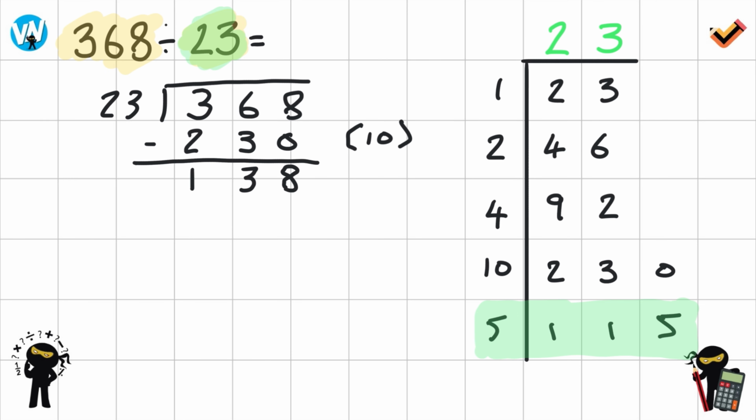Now, if we look here, we could take away 92. Yeah, that's a big chunk. But we can also take away 115 because that's just less than 138, and that's 5 chunks. So I'm going to take that away. So again, take away 115, and I'm going to make my note that that's 5 lots at the side. Just going to highlight them off so we don't forget these at the end because these are our answer.